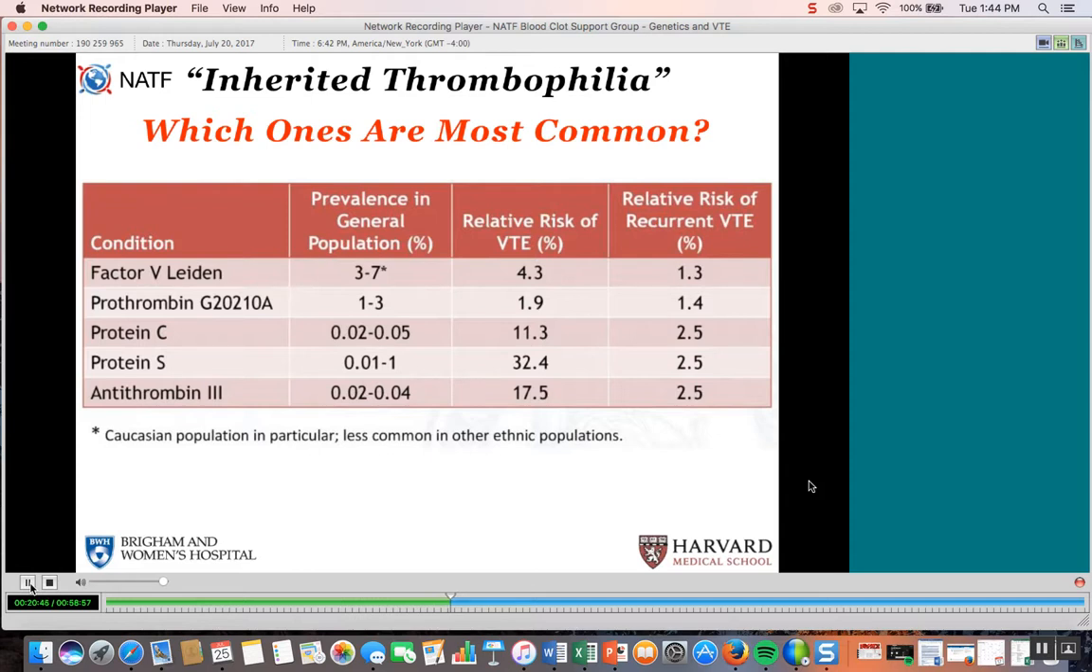Now, if we look at protein C, protein S, and antithrombin, an older way to call it is antithrombin third, now we call it just antithrombin, the relative risk compared to factor V Leiden and prothrombin is much higher. So these are rare conditions that may give a higher risk. And so if you've had a VTE, a clot in the legs or a clot in the lungs, you have a higher risk of having a recurrence. But still, we are not talking about a very high risk.